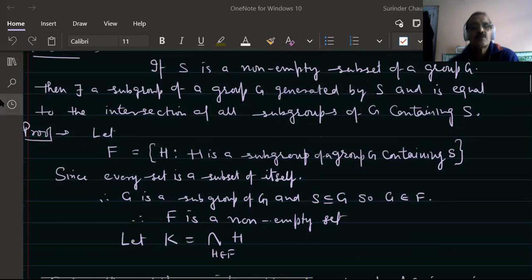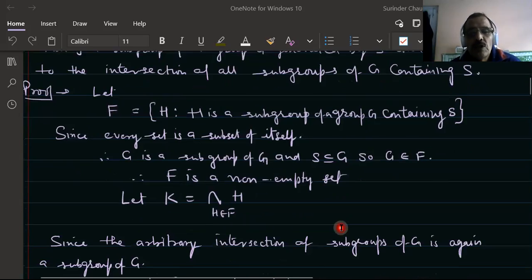Proof: let us assume that F consists of all subgroups of G containing S. That is, suppose the set F is the set of all subgroups H of G which contain S. Since every set is a subset of itself, G is a subgroup of G and S also is a subset of G. So G is also an element of F. This means F is a non-empty set.